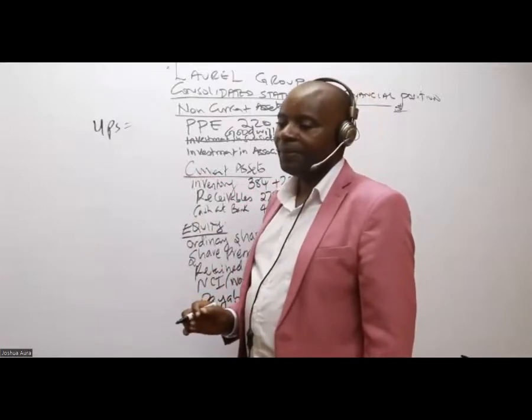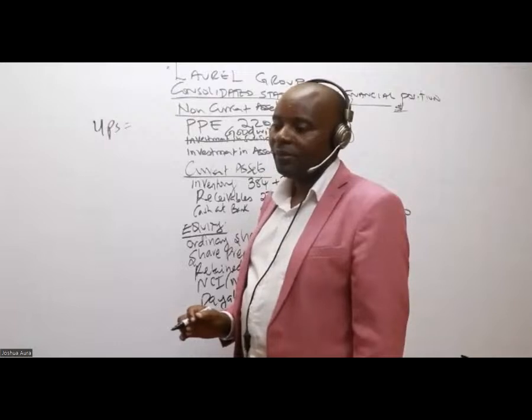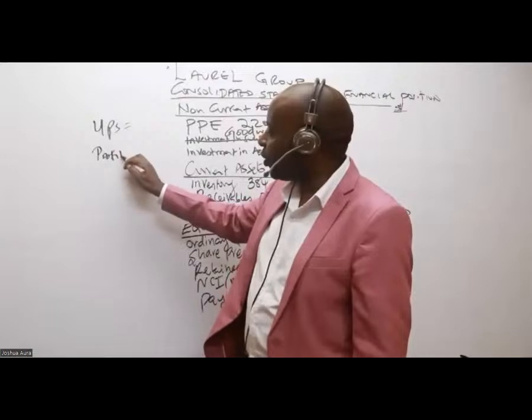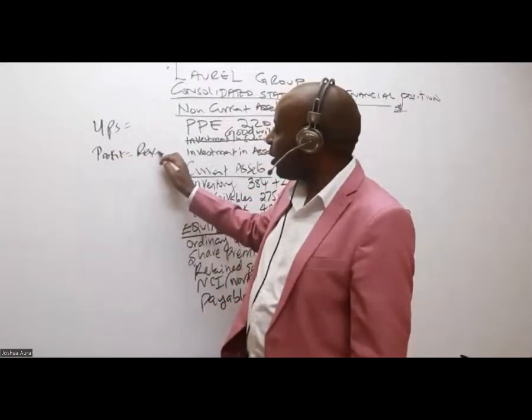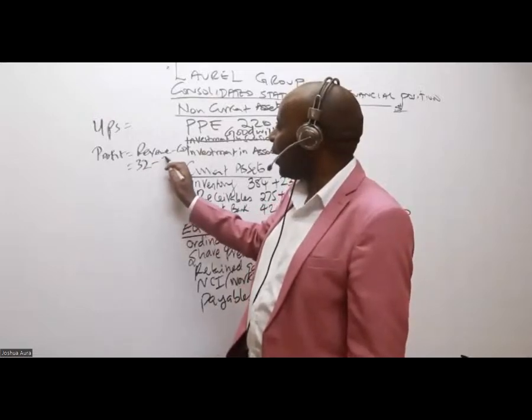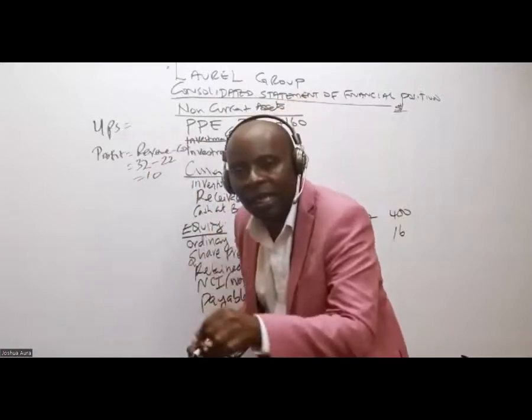UPS. None had been sold. So remember, to get profit generally, we take revenue minus cost. So revenue is 32 million minus 22, which gives me 10. And all this profit is well within the group.